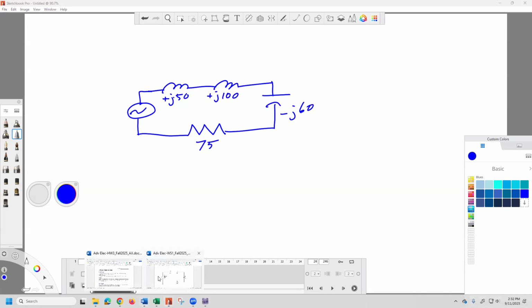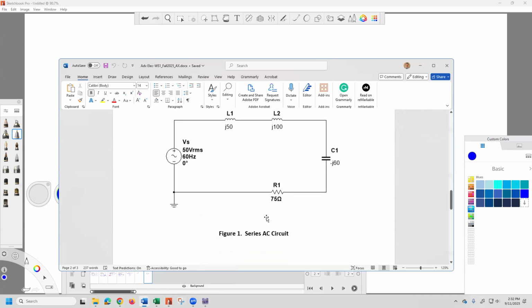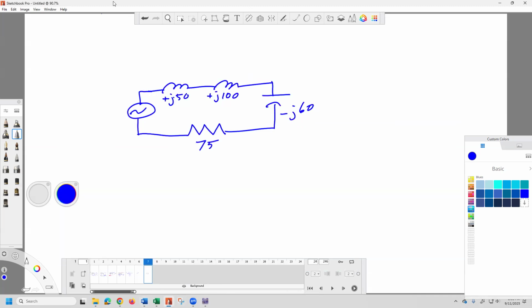Make sure I'm not missing something. 50 volts, 60 hertz, 0. So it's 50, 0, 60 hertz. Yeah, because we're given 50, 0 degrees, 60 hertz.